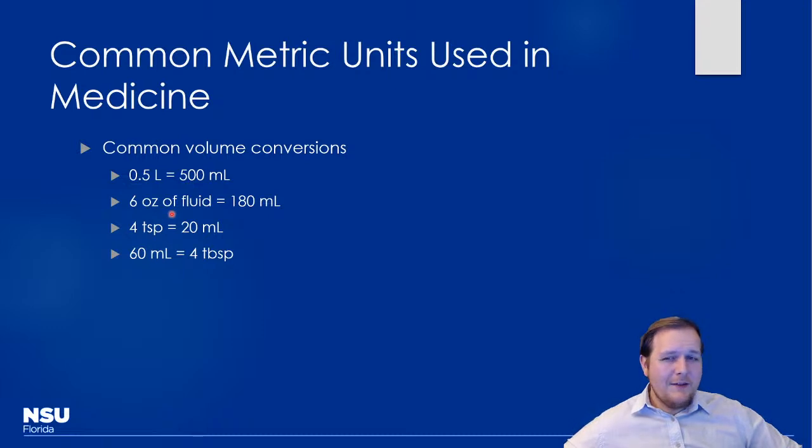If I was to give someone 6 ounces of fluid, say doing feeds for an infant, well, 6 times 30 mLs per ounce, I know they're getting 180 mLs, right? 4 teaspoons, I know there's 5 mLs per every teaspoon, so 5 times 4 is 20. And then say I had 60 mLs, how many tablespoons would that be? Well, I know there's 15 mLs per tablespoon, and so I can just divide that by 15 and I get 4 tablespoons.